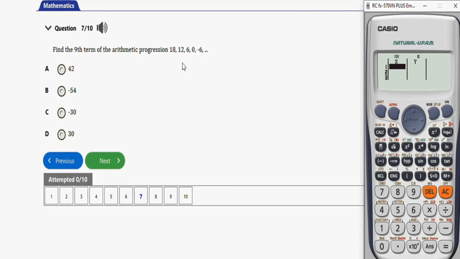We have up to 5 terms here. Let's work with only 2, the 1 and 2. So come to this place and put the values. We have 18 for the first term and 12 for the second term. Alright, values are stored. Let's get the 9th term. Press shift, then the regression button, press 5 again. So come here and put 9. When we press equal to, we'll have minus 30. This is option C. That's it for this question.